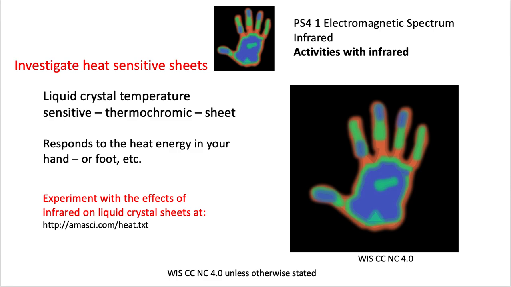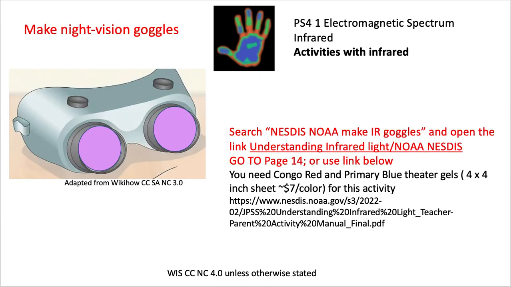And then there's a cost here for the heat-sensitive sheet, and you can look at the experiment with the effects at that link. And again, there's an expense of buying theatrical gels here, but you can go there and look at the activity without having any expense at all.